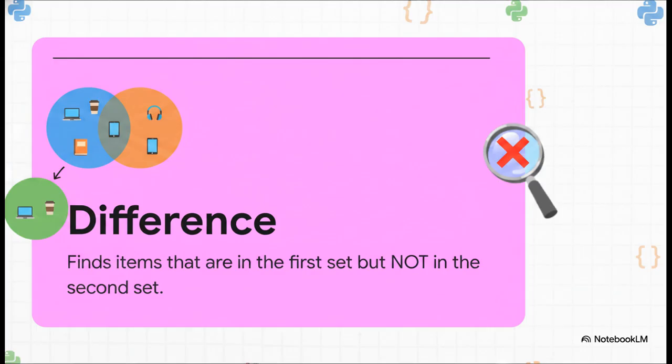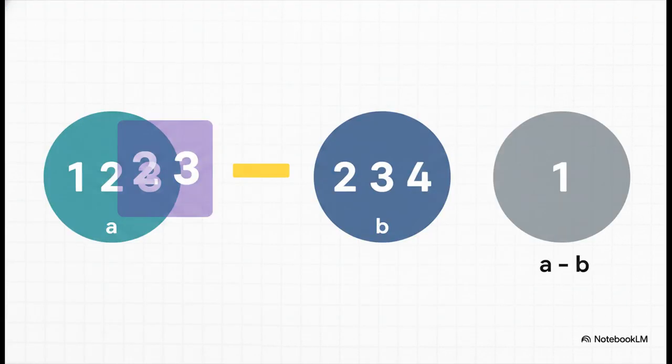Now this one is directional, which means the order you do it in really matters. It gives you back all the items that are in the first set, but not in the second one. And you can probably guess the symbol for this one. It's just the minus sign. So when you write A minus B, you're basically asking what's in set A that isn't also in set B. In this case, since 2 and 3 are in B, they get tossed out, and you're just left with 1. This is so useful for filtering things out.